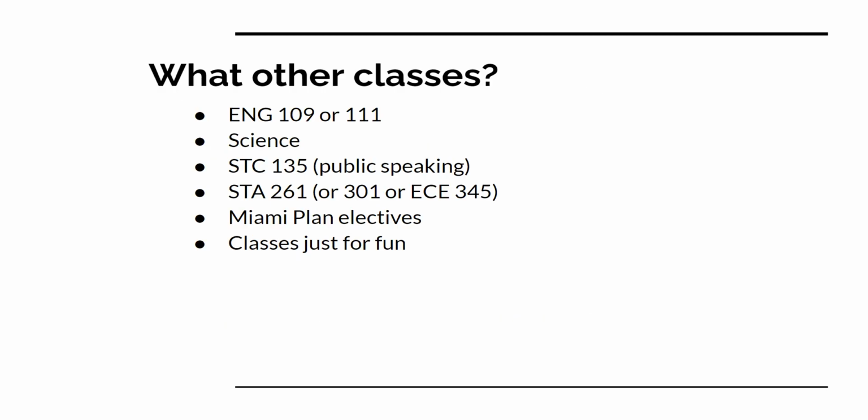What other classes? These are some examples of other ones you could take: English 109 or 111, your science class, public speaking, STC 135, your Stats 261 or 301, or you're able to take ECE 345 as an option. We discussed Miami Plan electives, and then some other classes that are just for fun that could count just towards credit hours.